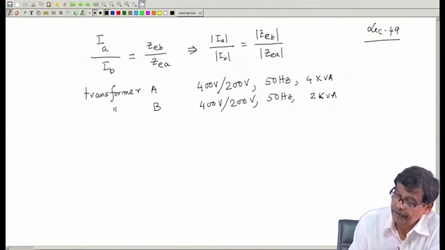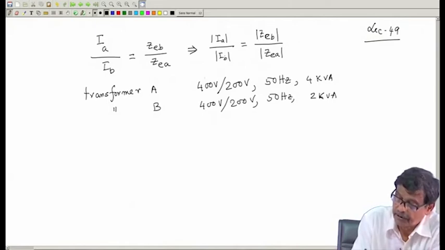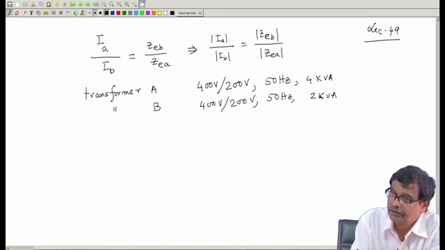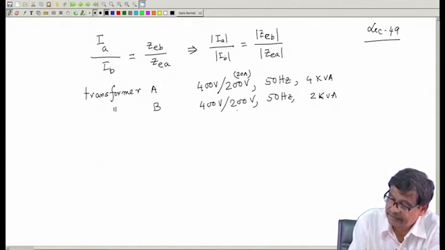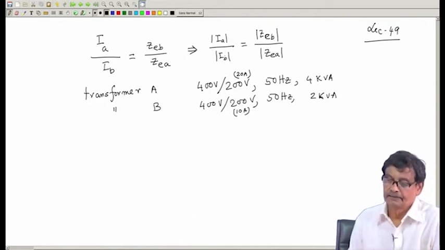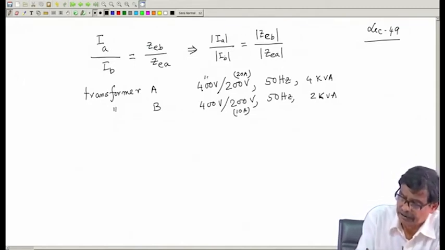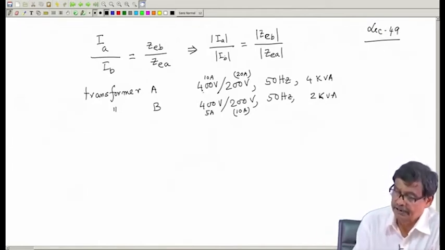Okay. Therefore, rated currents of transformer A on the low voltage side, how much will it be? 20 ampere is this side current, and this rated current is 10 ampere. So, this information I have. Similarly, rated current of this side will be 10 ampere and the high voltage side current will be 5 ampere. But anyway, we have referred everything to the LV side.